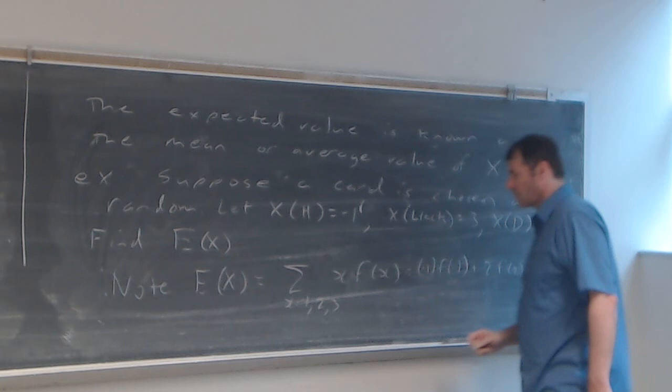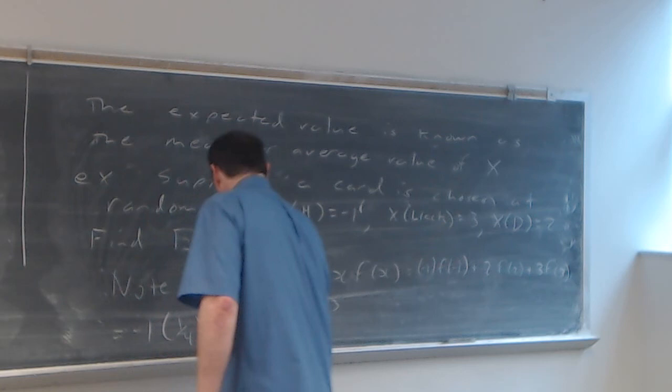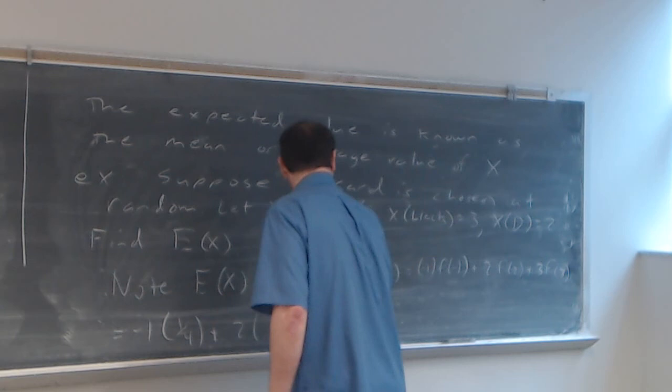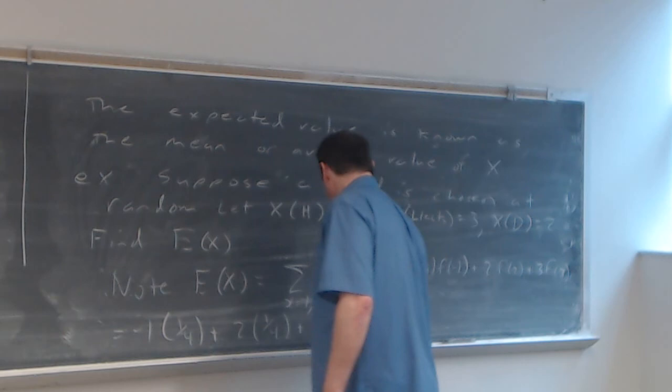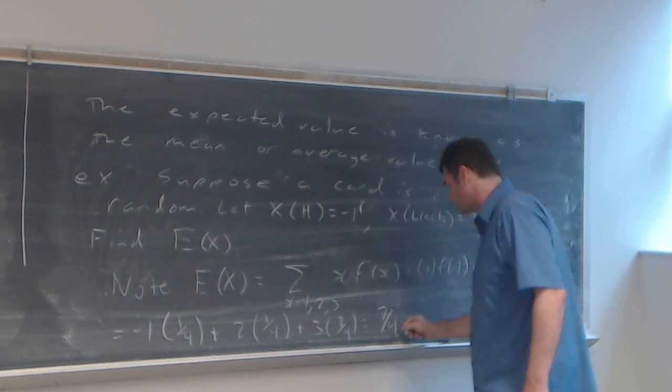Now that's going to be equal to -1 times f of -1, which was the chance that x is equal to -1, that's 1 fourth, plus 2 times f of 2, which was the chance that x is equal to 2, which is 1 fourth, plus then it was 3 times f of 3, which is 2 fourths, that's 1 half. And so that's 6, 8, I think I get 7 fourths. That's my answer. So that's the expected value.